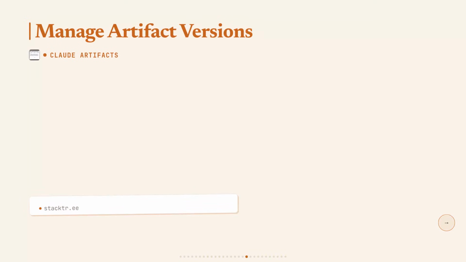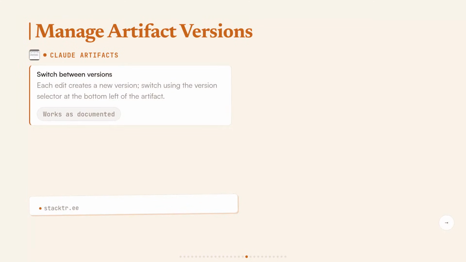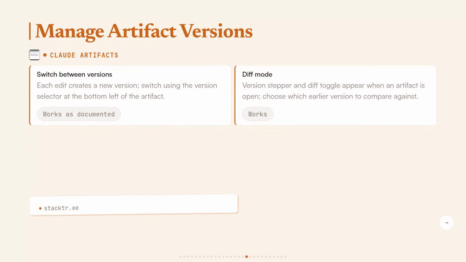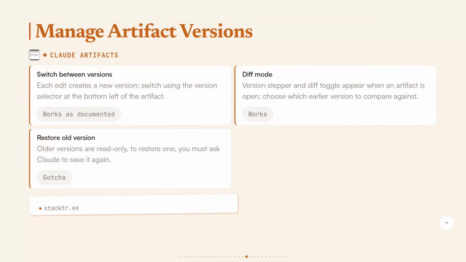Every edit creates a new version automatically, and switching between them with the version selector works cleanly, and the diff toggle lets you compare against any earlier version, which is actually really useful when you're iterating on feedback. The gotcha I didn't expect. Older versions are read only, so you can look at them, but you can't edit them directly. And to restore one, you have to ask Claude to save it again.